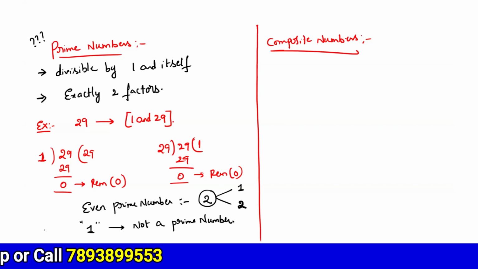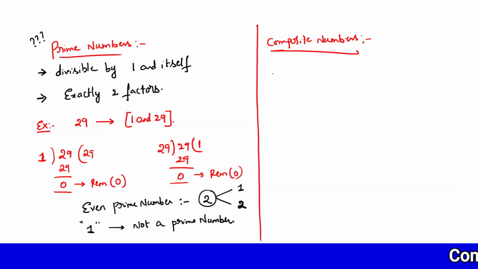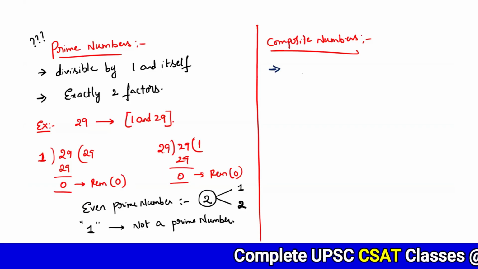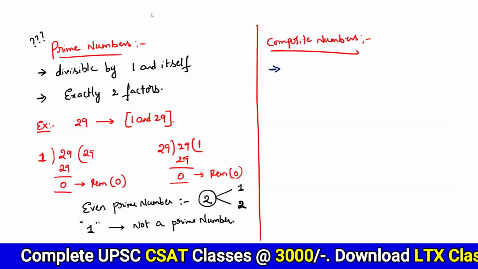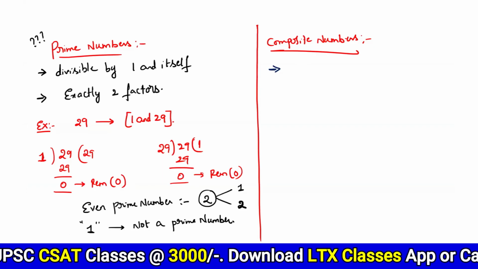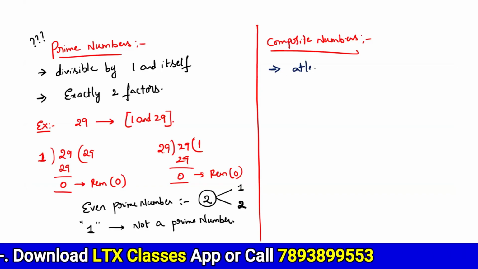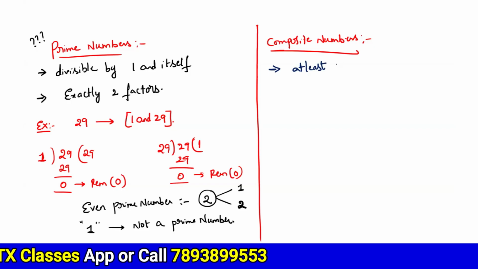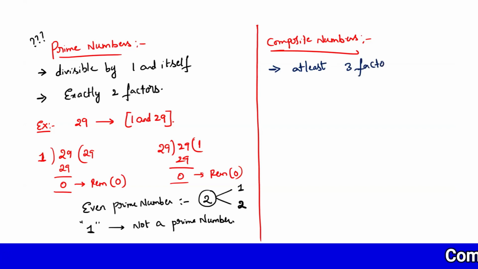Okay. And now coming to composite numbers. Which type of numbers are called composite? Does anyone have an idea about composite numbers? A number which has more than 2 factors. So remember one thing regarding composite numbers, it must have at least 3 factors. A minimum of 3 factors are required to make a number composite.